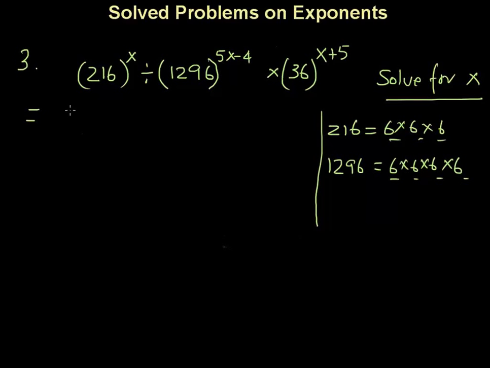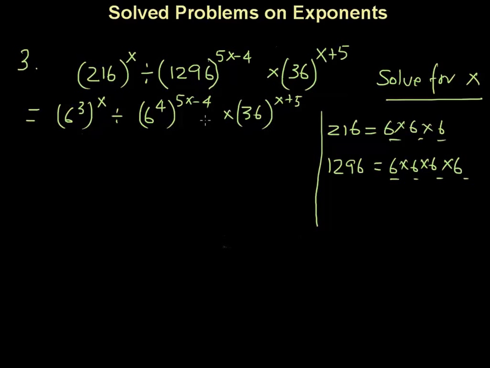Right? So I can write this as 6 to the power 3, to the power x, divided by 6 to the power 4, bracket, 5x minus 4, into 36 to the power x plus 5. So please note that we have not changed the values anywhere. We still have 216 here, but written in a different form. 1296 is still here, written in a different form.